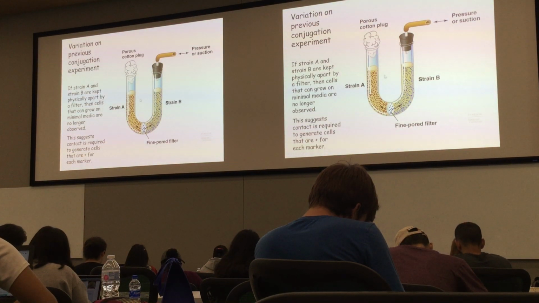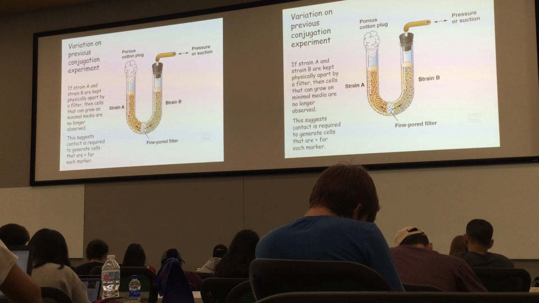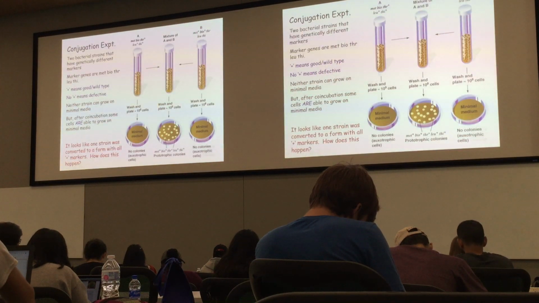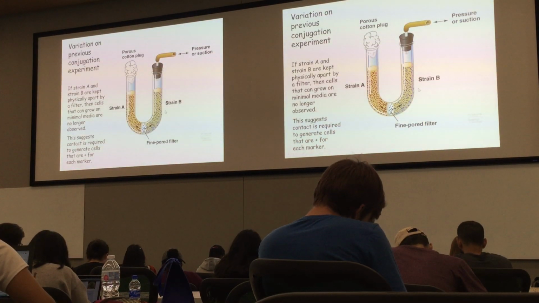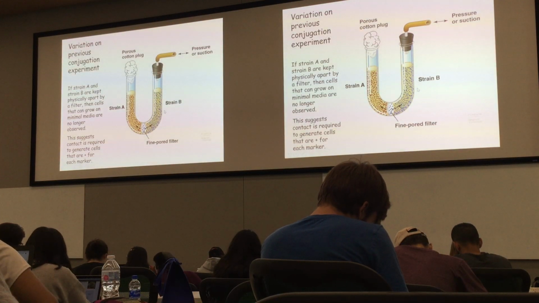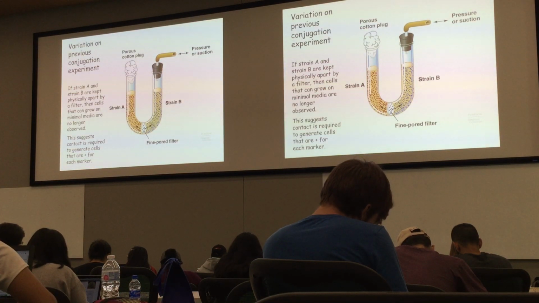And when you do this and take out this and take out this and say, can it now grow in minimal media? It can't. So strain A in this experiment stays like this, and strain B stays like this. You never get colonies that are of a new genotype. And the conclusion from this experiment is that contact between the two types of cells was required in order to transfer these genetic markers from one to another. Okay, so we know how this works.